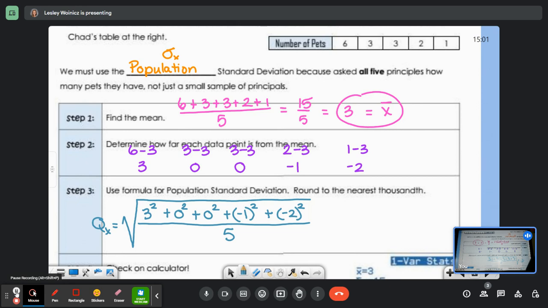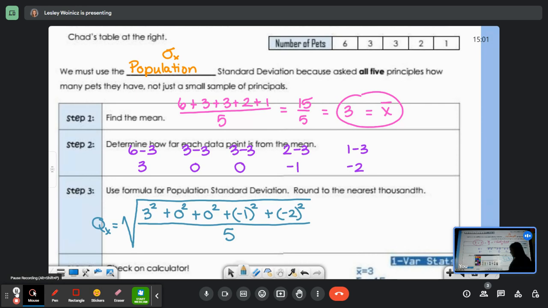So some bigwig mathematicians were like, okay, what we're going to do so that we don't cancel each other out is that we're going to square everybody to get rid of the negative signs. Then we're going to divide by 5, and then we're going to take the square root of the whole thing. Does that make sense? So that's why all the squaring and square rooting is happening. Cool? All right, perfect. So let's put this in the calculator.